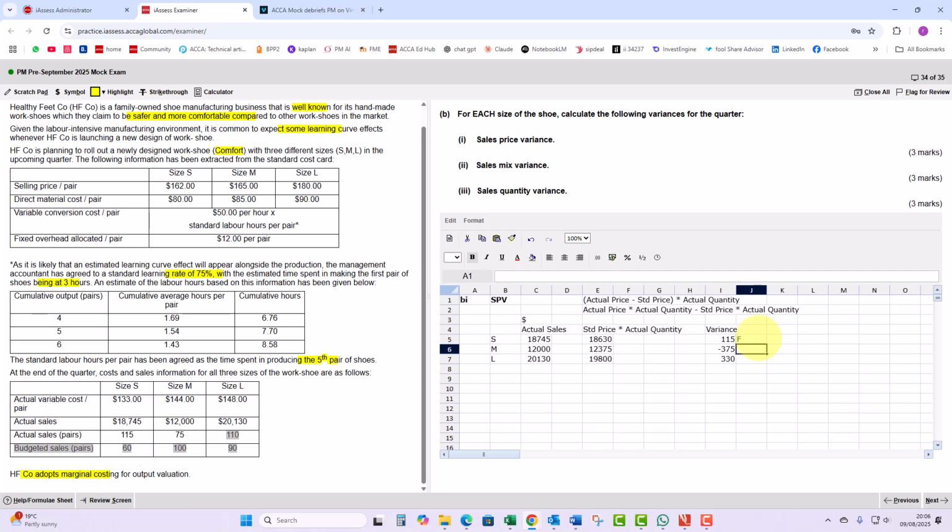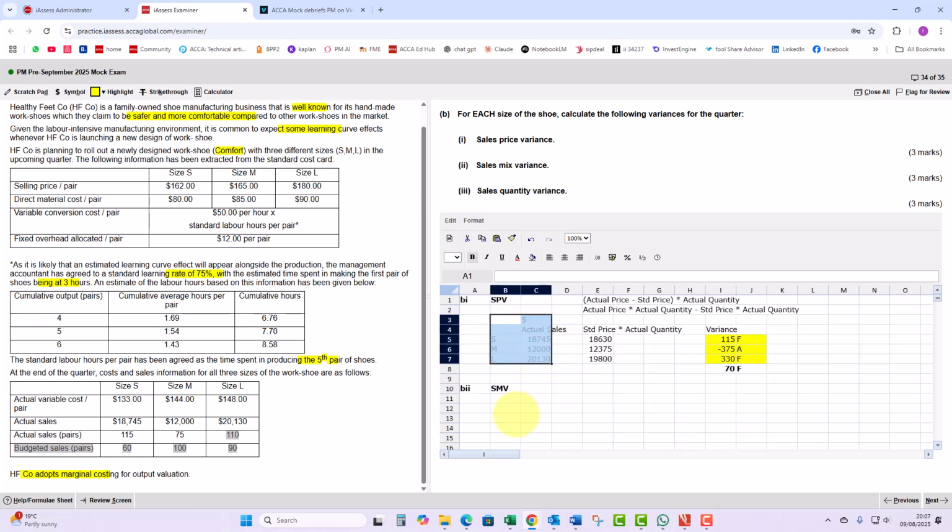And then because we've used the same process, we can assume that the sign here makes that one adverse. So that's the answer for the sales price variance for each of the 3 sizes. It doesn't ask us to do a total, but there's certainly no harm in just summing those up to show the overall. And now we'll move on to the sales mix variance.